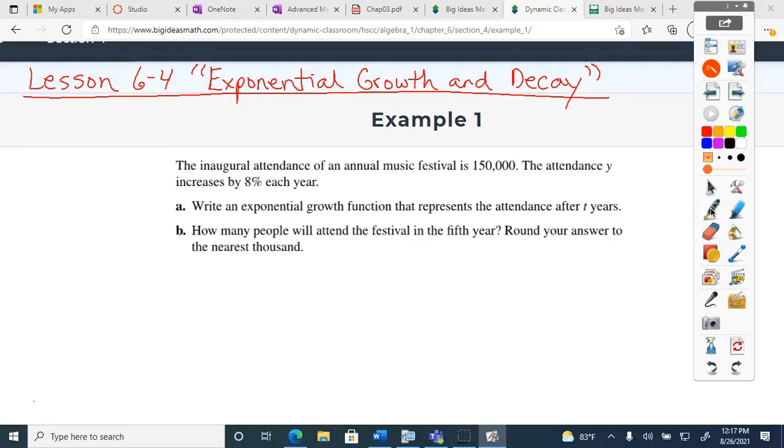Today we're going to study exponential growth and decay. That's lesson 6.4 in your textbooks. Basically, on page 314 in your book, it gives you the form here, so I'm going to write it up here. Y equals A times 1 plus R to the, do they say X power?